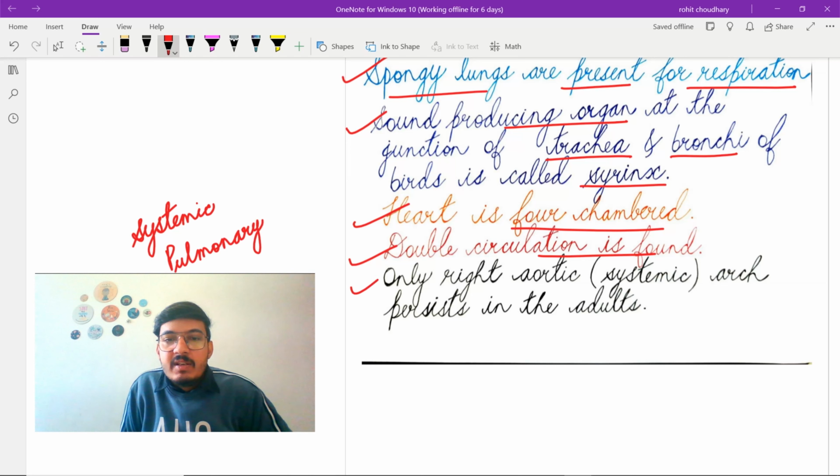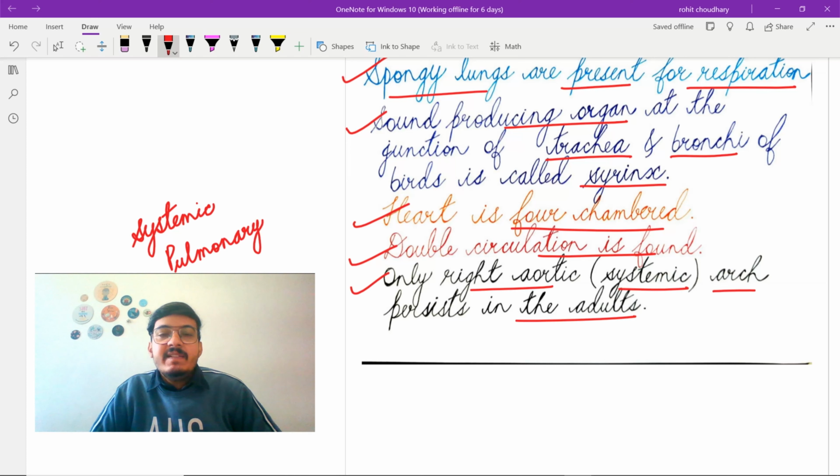The next feature is only right aortic systemic arc persists in the adults. In case of adult amphibians and reptiles, both the systemic arcs are present, but in case of birds, only right systemic arc is present.